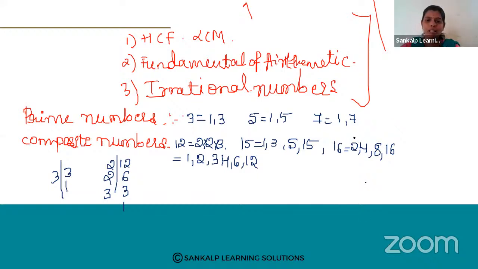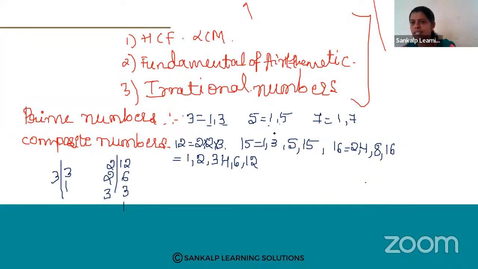Okay, yes. So for 12, how many factors am I getting? 1, 2, 3, 4, 6, and 12. And for 15: 1, 3, 5, 15. That means I am getting more than 2 factors here. But here, how many factors am I getting? 1 and 3, only 2 factors, right? 1 and 5, only 2 factors. 1 and 7, only 2 factors, right? So for the others, I am getting more than 2 factors. It may be 3, 4, 5, any number, but it is more than 2 factors, right?